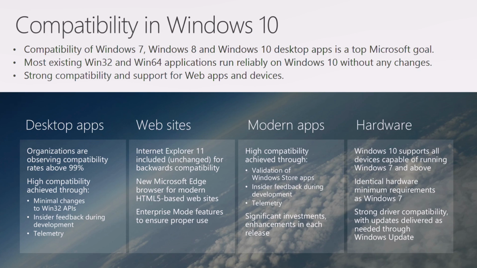When it comes to desktop apps, and these are your Win32 apps, what we've done is basically make sure that the Win32 API surface does not change much at all. We're super careful not to introduce breaking changes in the Win32 API surface. That reduces the chance of any breakages from happening and the app ecosystem stays healthy.